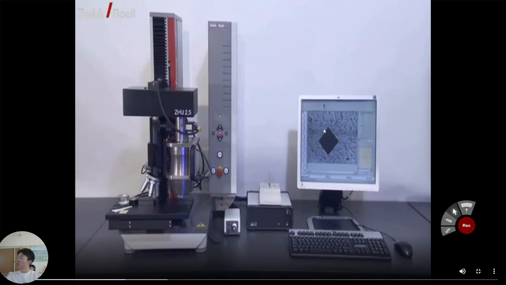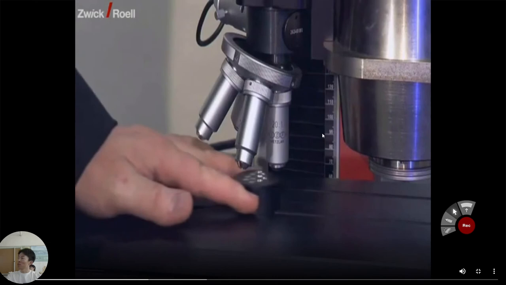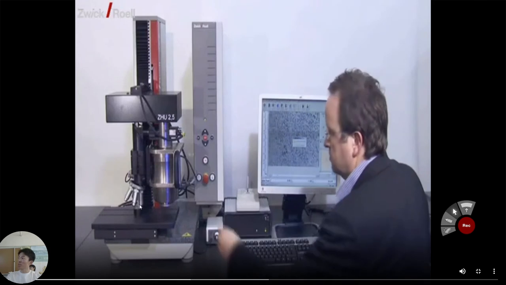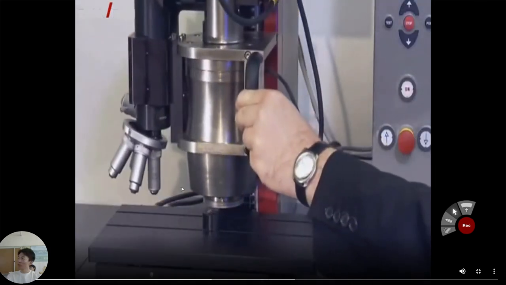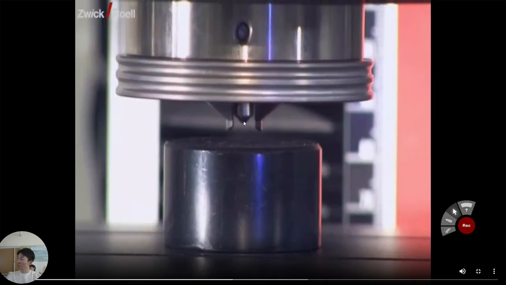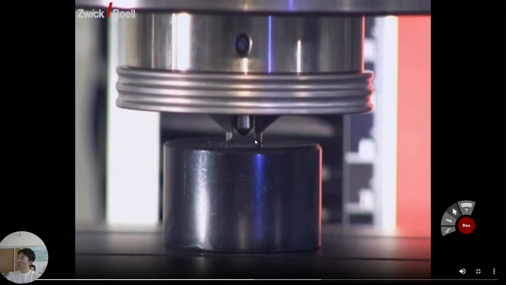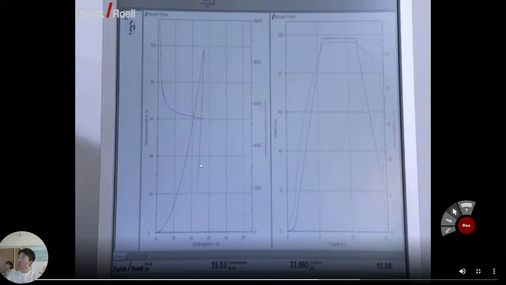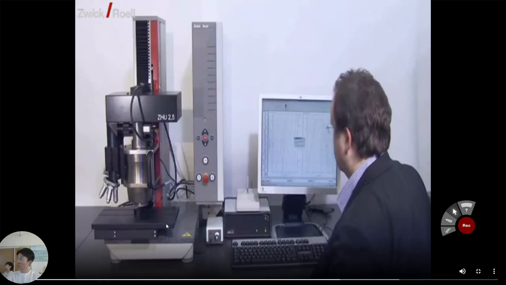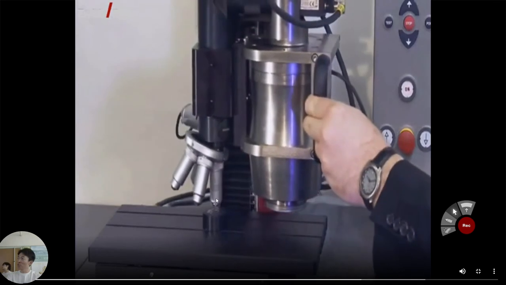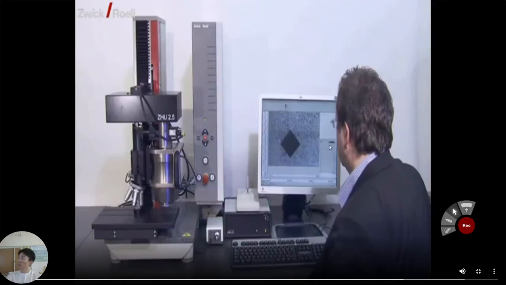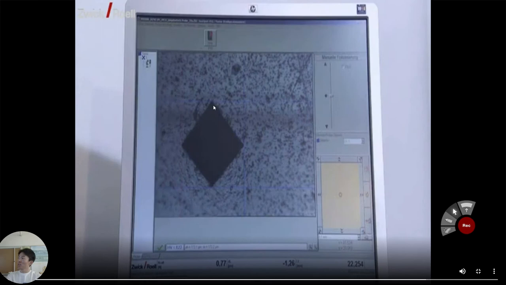When you measure hardness, they always look at the surface area. This is a microscope, not the diamond at the moment. After measuring with the microscope, this is the machine to push. You can see this is a diamond. Once they approach, it goes down, and after a minute, it goes up. During that time, they can also measure the surface stiffness, and then they change to this microscope. They can measure how much area was deformed, like this.